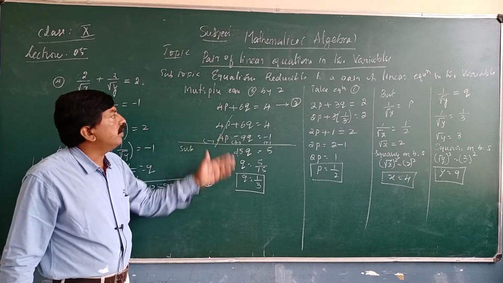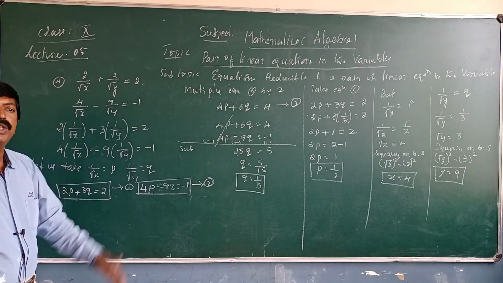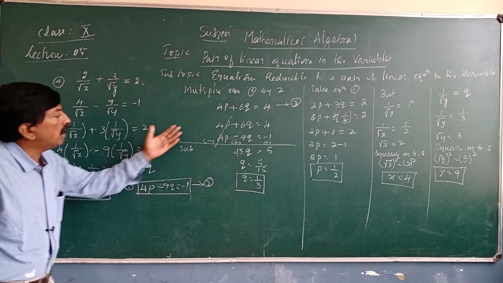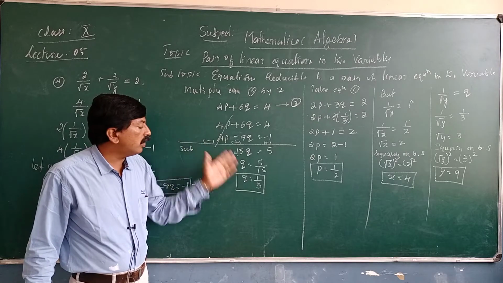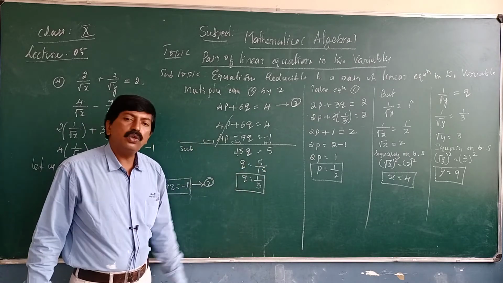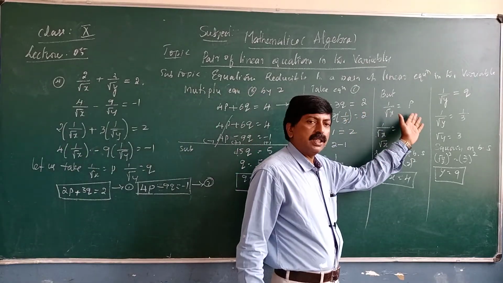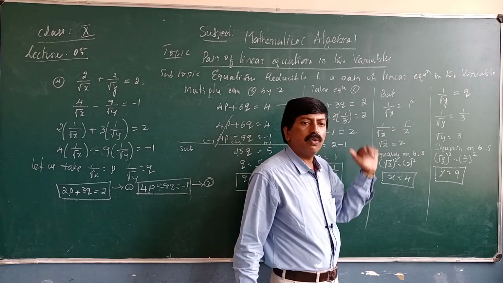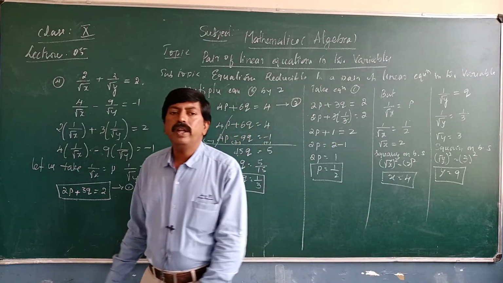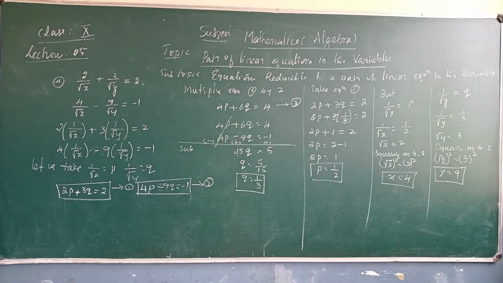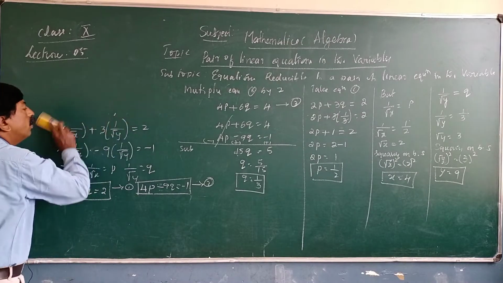So by multiplying equation 1 by 2, we make the numerical coefficients of p equal. After that we got p value 1 by 2 and q value 1 by 3. The next thing is, 1 by root x we have taken as p, and 1 by root x is equal to 1 by 2. So we got x value 4 and y value 9. You can verify, you will get LHS and RHS always equal. I can pass on to the next variety of problem.